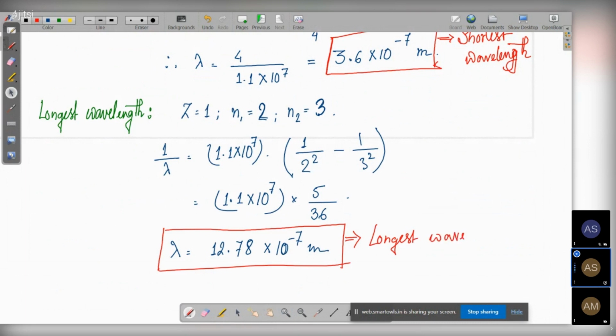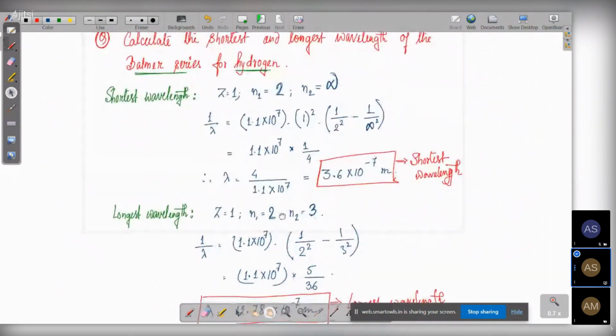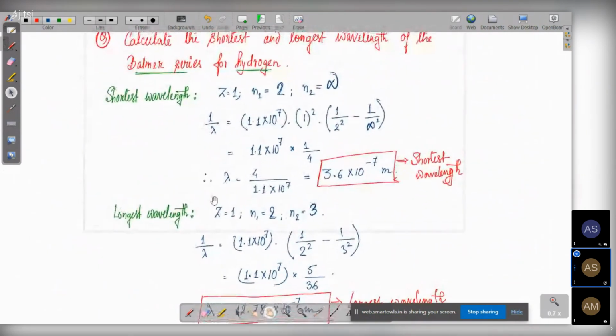So whatever transition they might give in the exam, always remember, for finding the longest wavelength, you have to take the immediately next value, that will give you the longest wavelength. That means N2 is 3, 2 to 3. For the longest wavelength, always consider the alpha line of that particular transition. And for finding the shortest wavelength, you have to do the infinity transition.